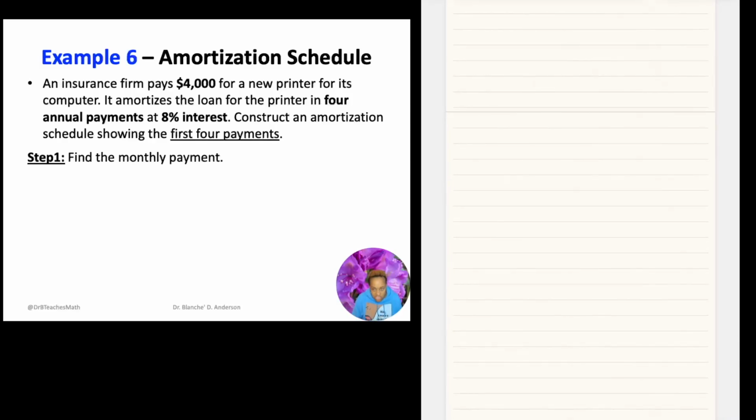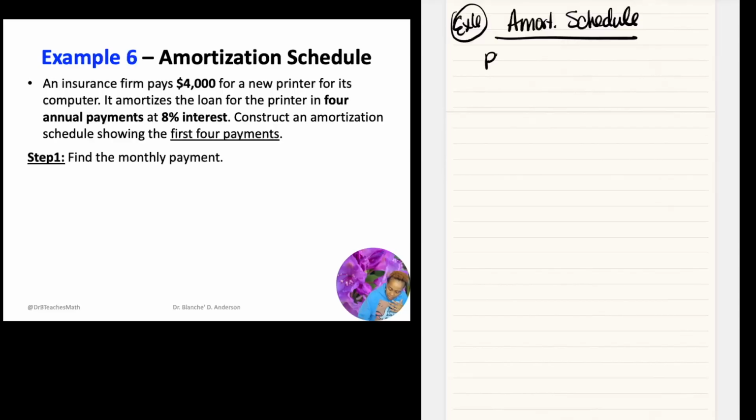So the amortization schedule. An insurance firm pays $4,000 for a new printer for its computer. It amortizes the loan for the printer in 4 annual payments at 8% interest. Construct an amortization schedule showing the first 4 payments. Okay, so example 6. This is the amortization schedule. Remember the little chart I showed you where it shows you all the payments? This is our last example, so you can kind of see how it works.